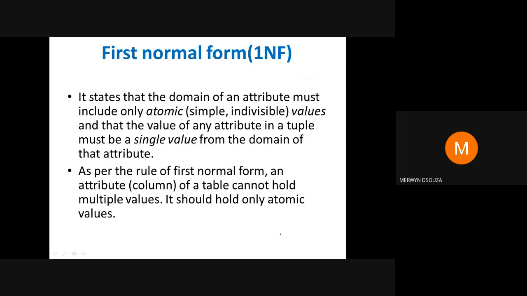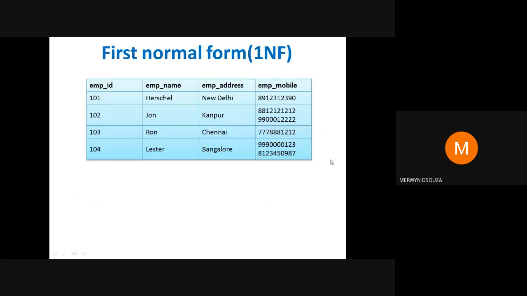So let's understand with an example. Consider this table having the attributes employee ID, employee name, employee address and employee mobile. As you can see here, two employees are having multiple mobiles. Sorry, it is not John and Ron, it is John and Lester. John has two mobile numbers and Lester also has two mobile numbers. So the company has made an entry for both the mobile numbers in the same row.